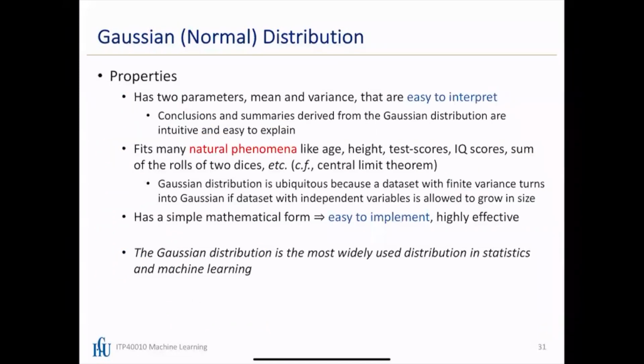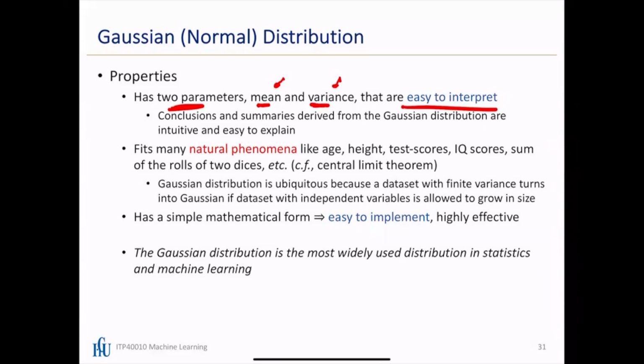Let's move on to some properties of it. First of all, in terms of notation, it has two parameters, mean and variance. So it is really easy to interpret if you know the parameter values. It is centered around the mean, and variance means the dispersiveness. So it's straightforward.